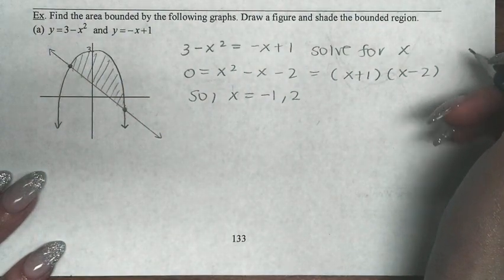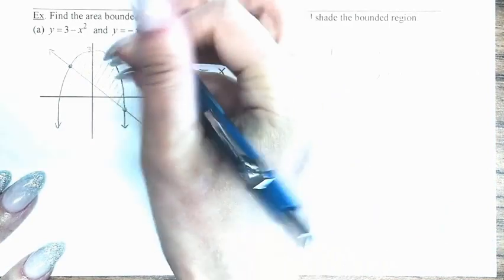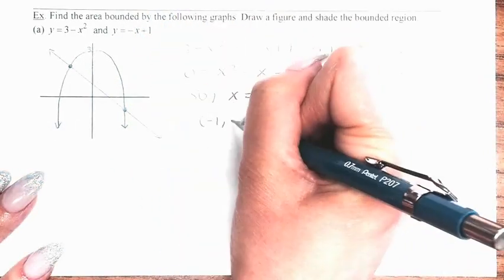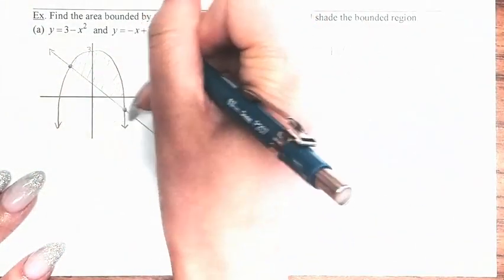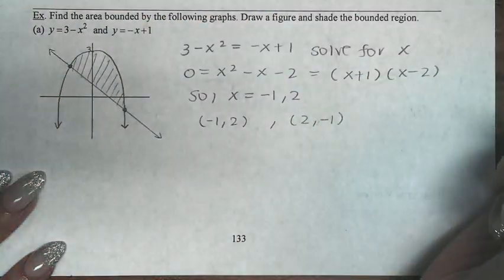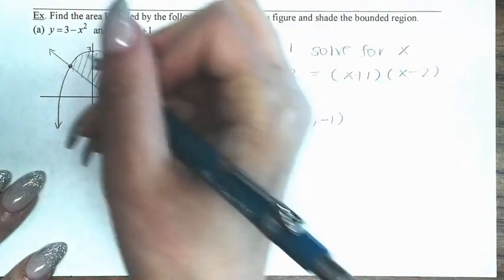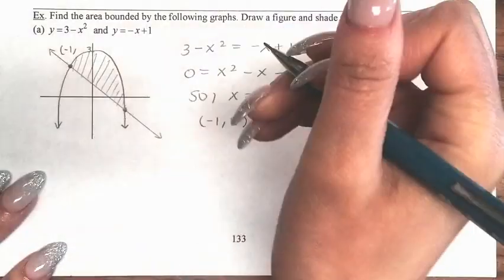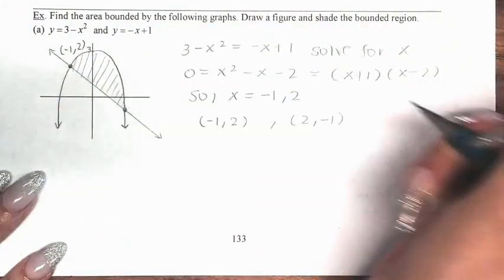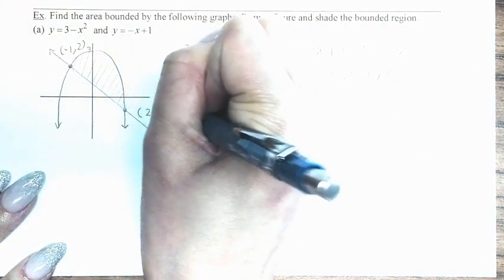Therefore, I can find my first point, which is going to be at negative 1. I would plug the negative 1 here. You know that the y is 2, and then 2 comma negative 2 plus 1, that's going to be negative 1. So you have your points. This point that we have here is going to be the point negative 1 comma 2, and the point that we have over here is the point 2 comma negative 1.